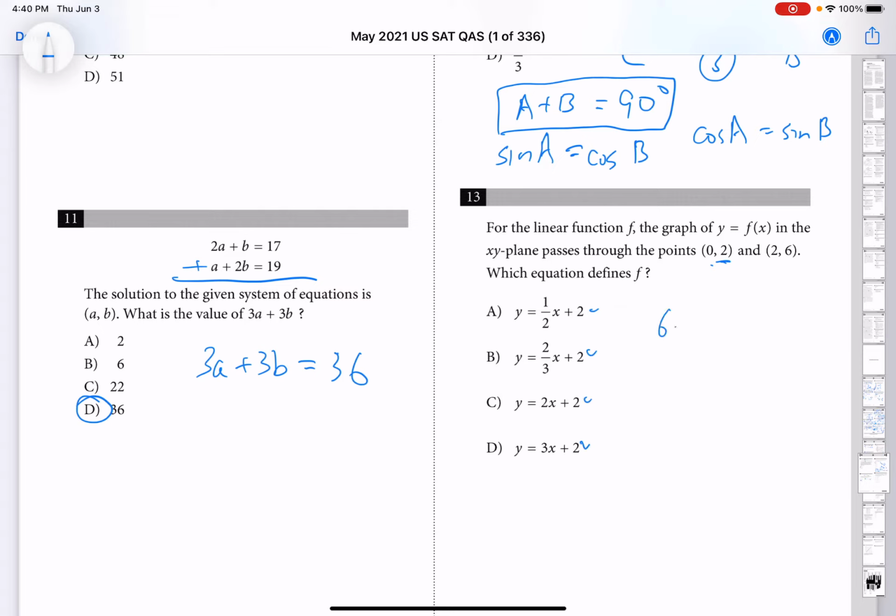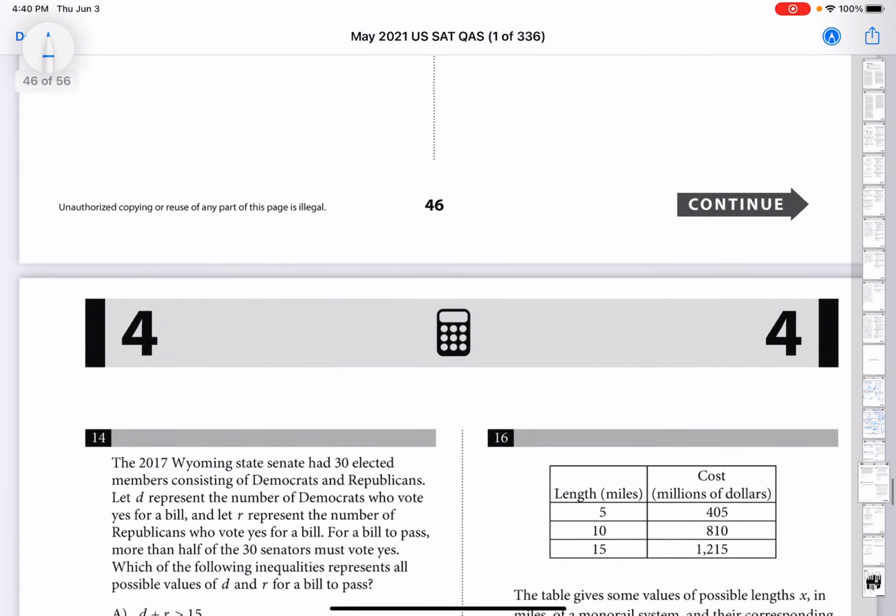Let's see what the slope is. The slope is going to be 6 minus 2 over 2 minus 0, and that's going to give me 4 on top over 2. So the slope should be 2. So the only one that has a slope of 2 is answer choice C. So 13 should be C. Moving on to number 14.